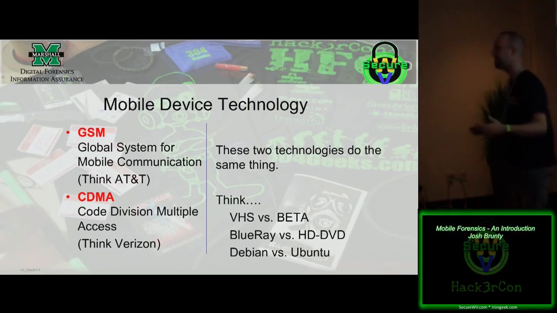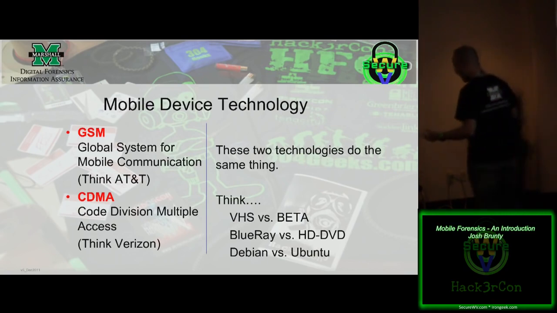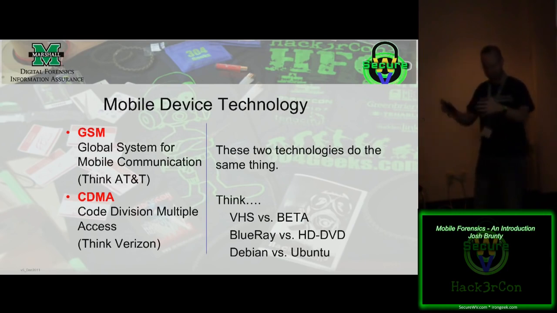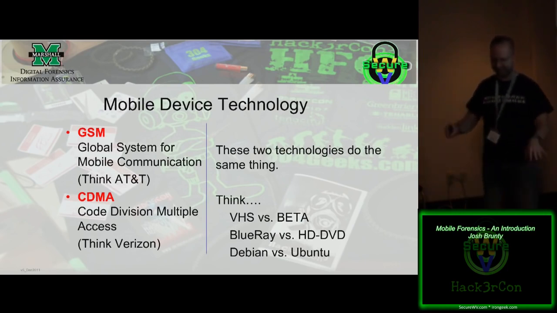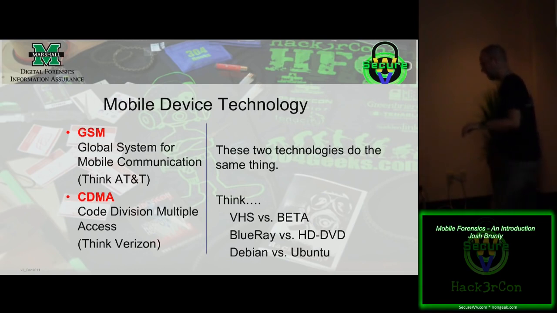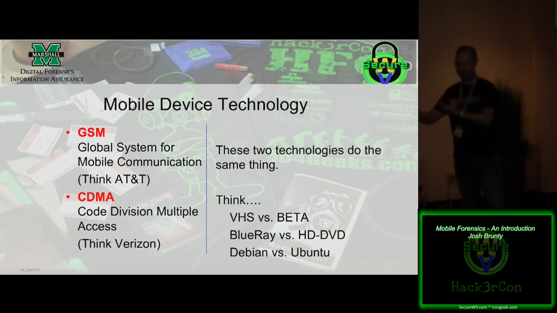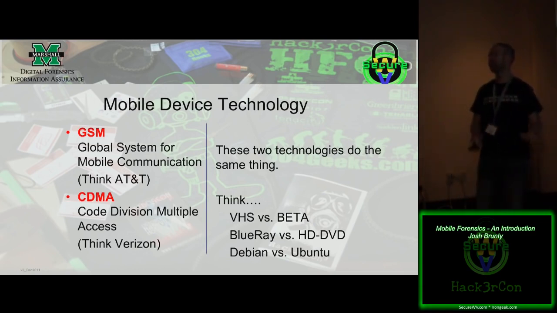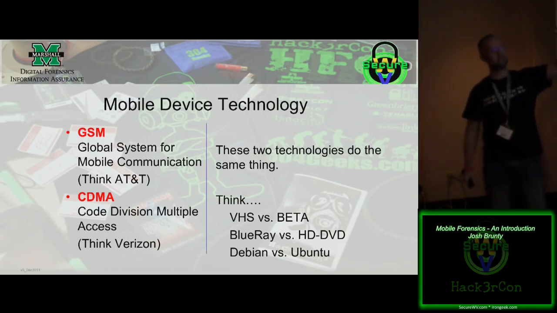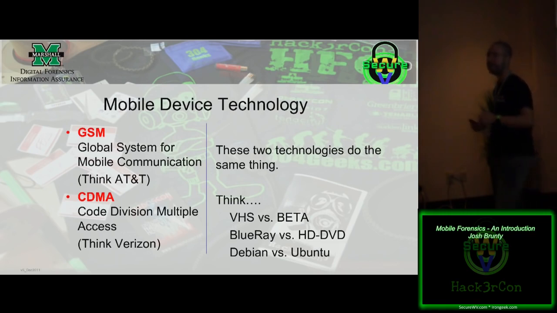It's like Debian and Ubuntu. They both pretty much share a foundation. You can have a panel argument of which is better, and people would come up with 10 reasons why one's better than the other, but they're both Linux, right? So really, at the end of the day, GSM and CDMA are really the same thing.